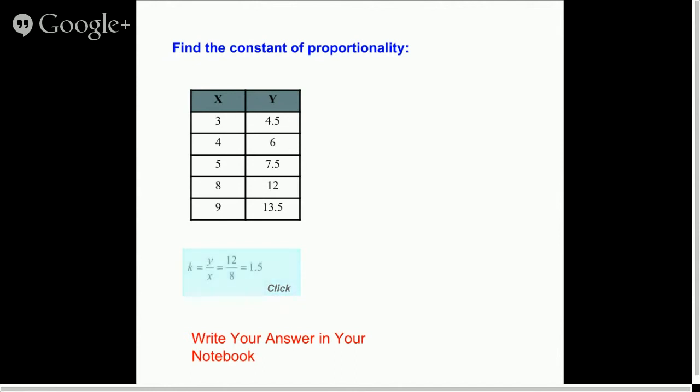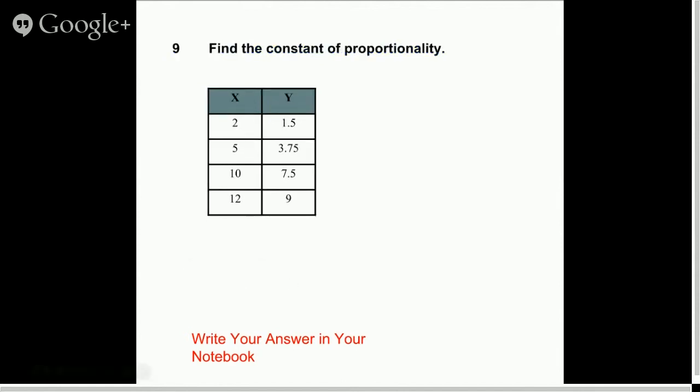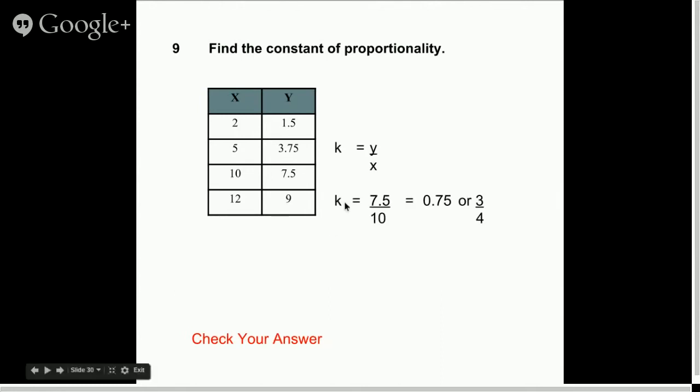Go ahead and pause it to find this constant of proportionality. Okay. Check your work. k is equal to, you can take any of the values on here, pick the one that you think is going to be easiest. 12 divided by 8. Okay, 1.5. Go ahead and pause it. Try it with this one. Okay. So k is 7.5 divided by 10, which equals 0.75 or 3/4.